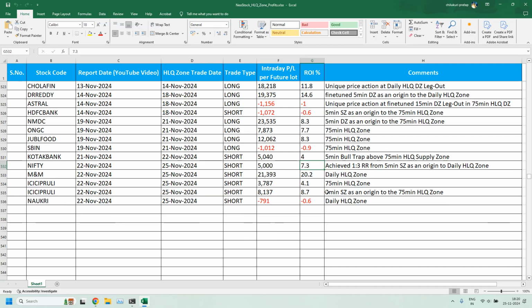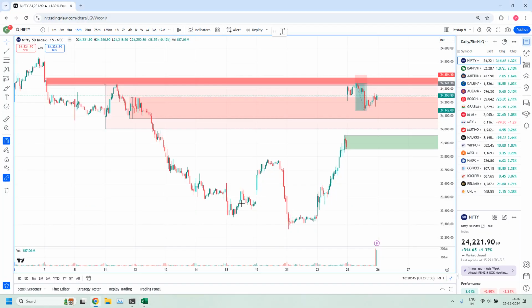So that's why lesson 22 is a very, very important concept. It is a new concept. People are not aware of this concept. We developed this concept. Okay, so this is about Nifty.